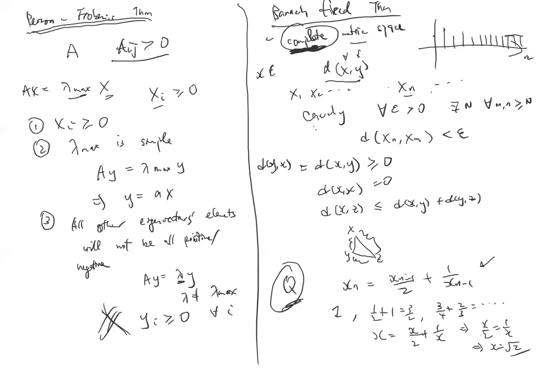Just a remark: this is the way the Babylonians computed the square root of 2. So it's an interesting historic fact.